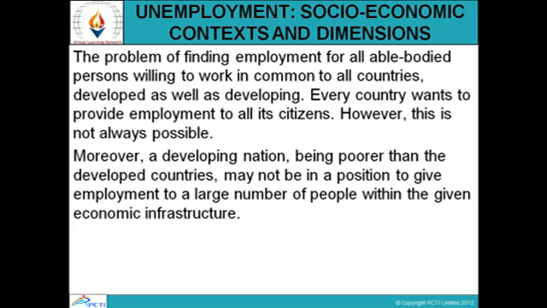In developing countries, the problem is more serious because the number of unemployed is usually very large. Hence, it may not be possible for the state to provide employment for these people in a short period of time. Moreover, a developing nation, being poorer than the developed countries, may not be in a position to give employment to a large number of people within the given economic infrastructure.